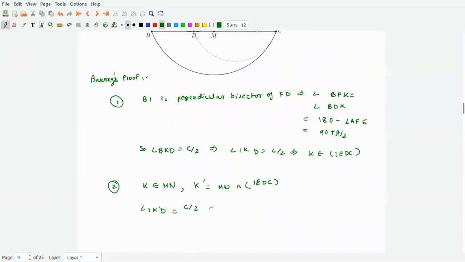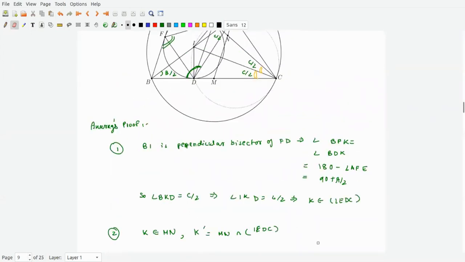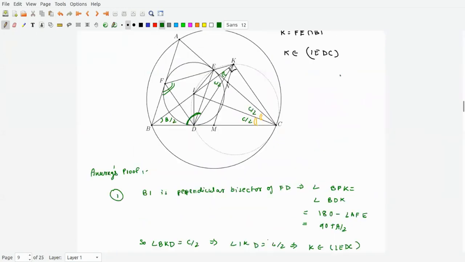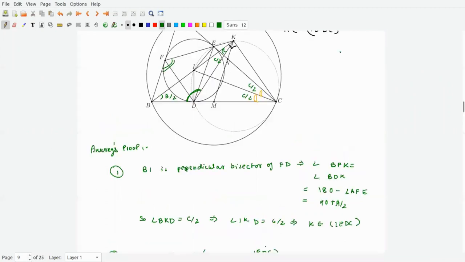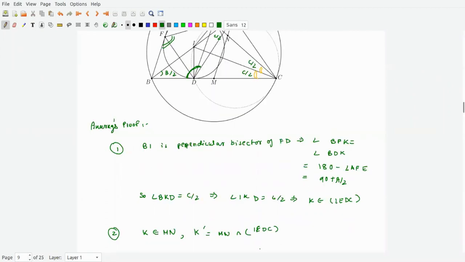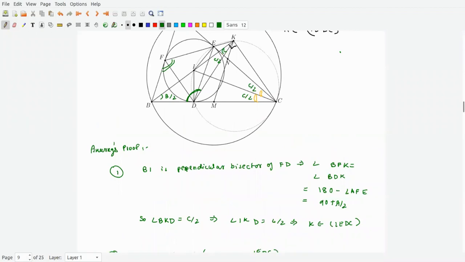Which implies I, K and B are collinear. Wait, hold on. You define K dash as MN cap IEDC. Yes. So how do you have K dash lying on the line BI? Oh, I don't have that. Angle IK dash D is C by 2, yes. But you don't have BKD as C by 2.